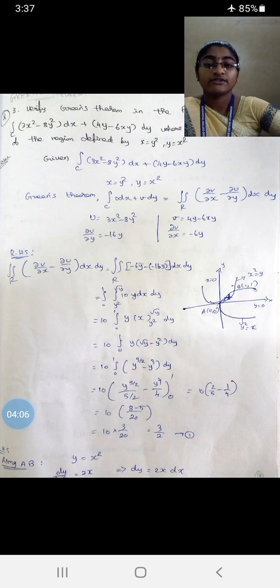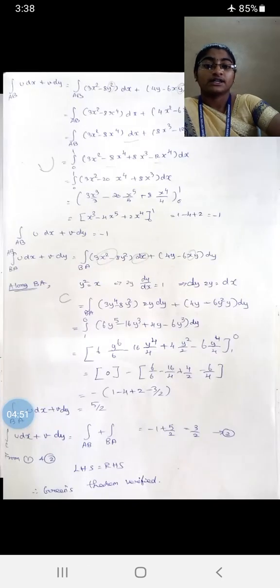Similarly we have to find the value of the left hand side, which should also be 3/2. For that we take the path from A to B. In the diagram we see A to B and B to A. For A to B, we substitute the limits 0 to 1, and for B to A, we substitute the limits 1 to 0, that is along AB and along BA. So along AB, the upper parabola is y = x². Differentiating with respect to x, we get dy/dx = 2x, that is dy = 2x dx. So for the values of y and dy, we substitute these values.